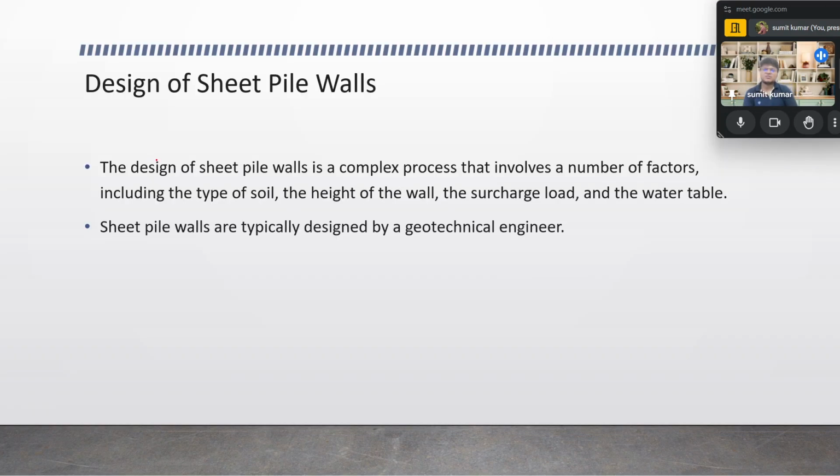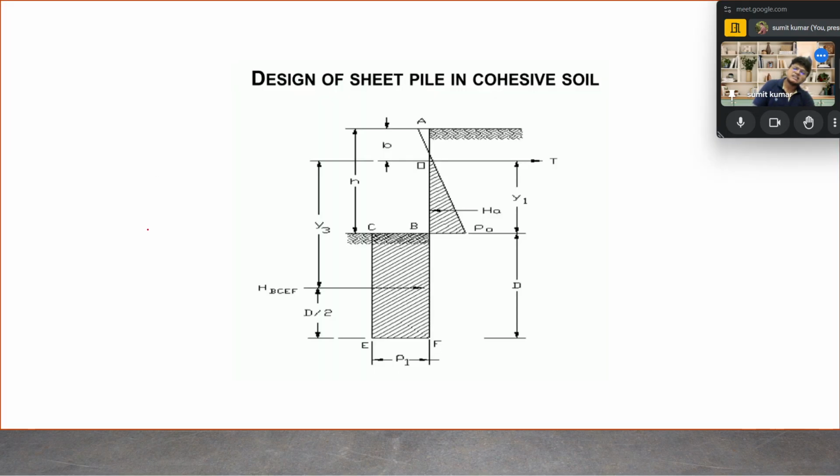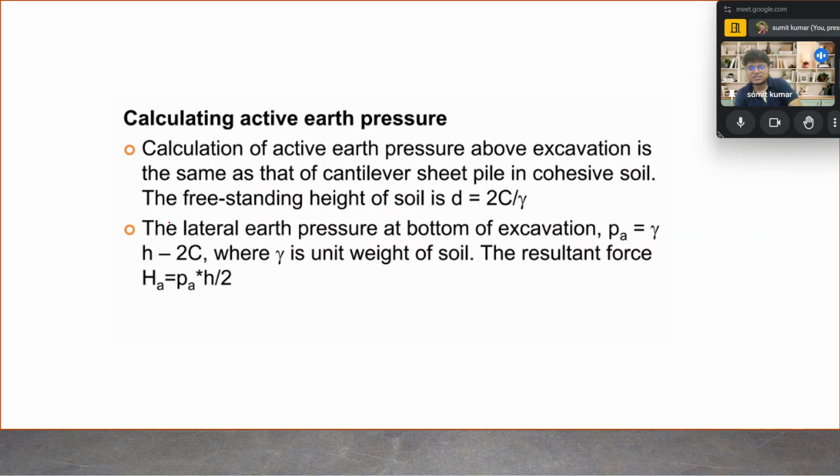The design of the sheet pile wall is a complex process that involves a number of factors, including the type of soil, height of wall, the surcharge load, and the water table. The sheet pile walls are typically designed by the geotechnical engineers, obviously, and in the design of sheet pile wall in cohesive soil, the pressure acts depending upon the sections we are taking. So we will see this one by one, how we calculate the pressure and in what manner we go across. Those things we are going to discuss.